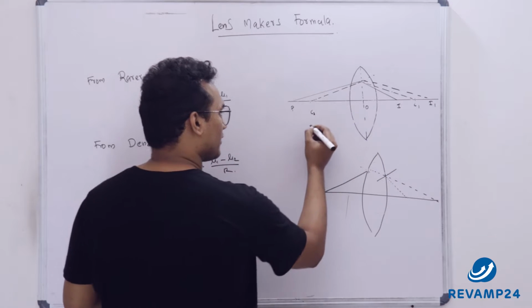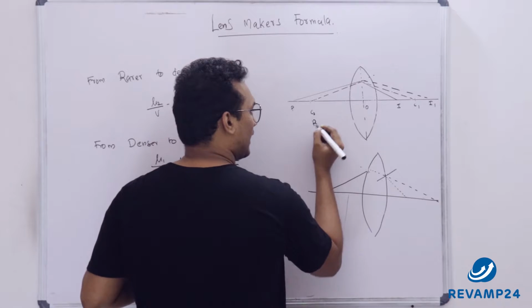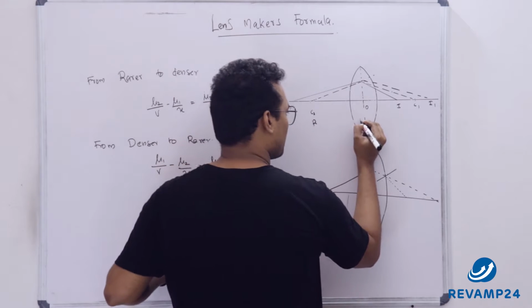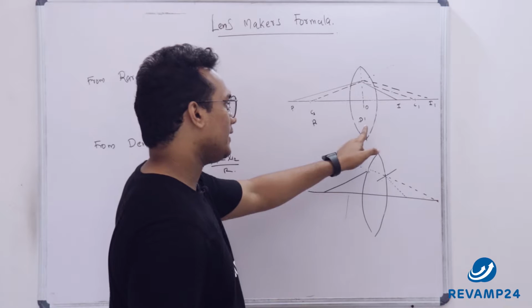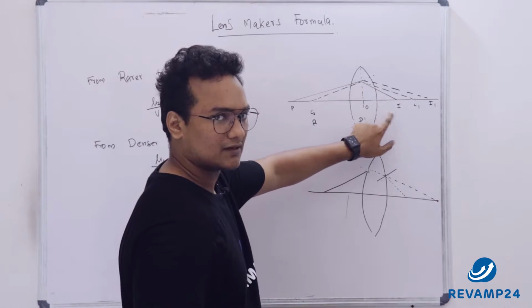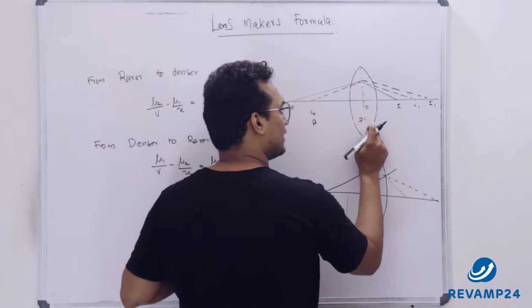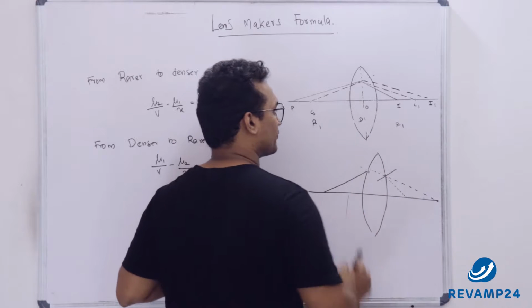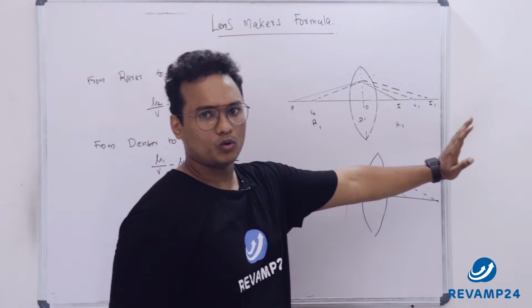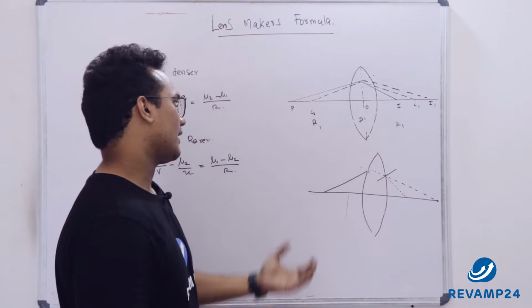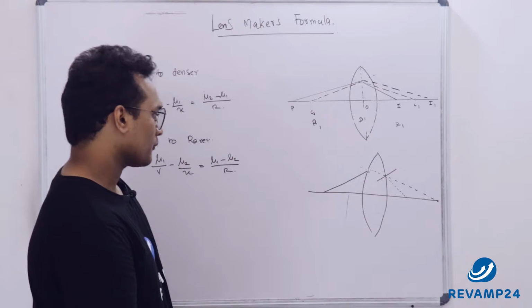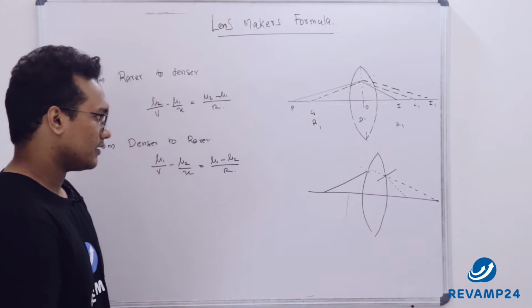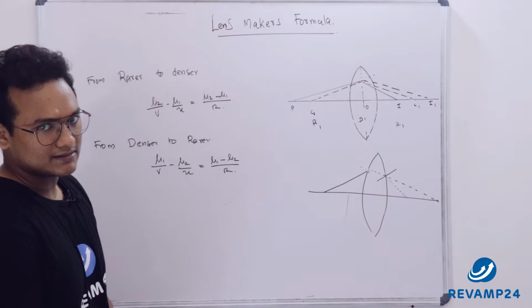Now, from the rarer medium, a light ray would enter into a denser medium, then again at surface 2, the next surface, it would enter back to the rarer medium, number 1. So there are two surfaces here and two mediums here. So what will happen in the case of a lens?